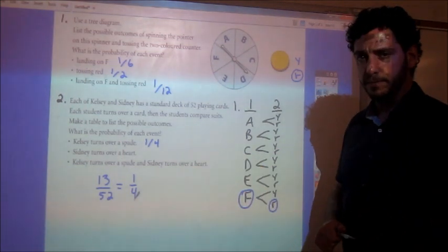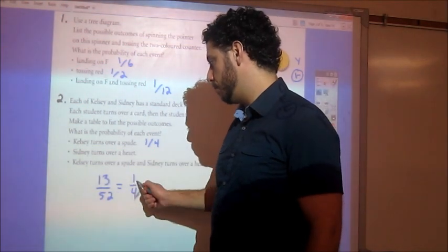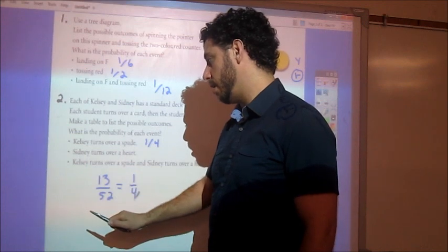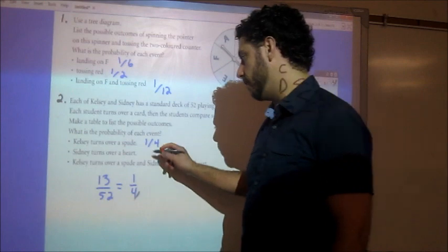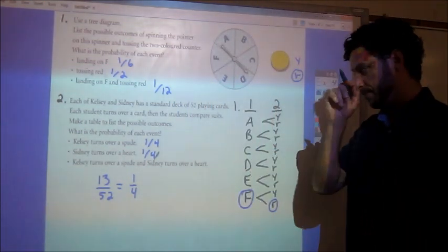Sydney turns over a heart. Well, it would be the same probability here. 13 of those cards are hearts, and there are 52 in the deck. So 1 out of every 4 of those cards should be a heart.